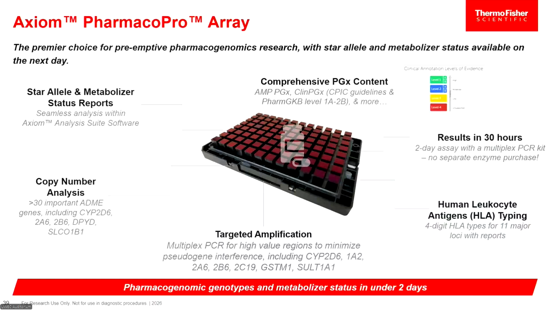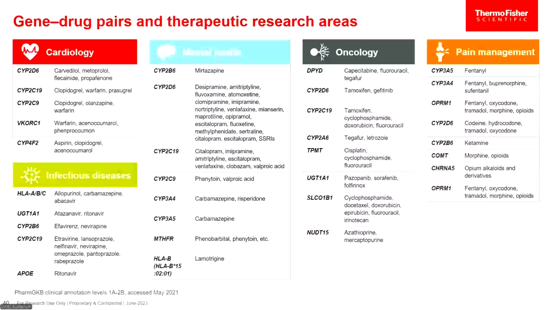We talked about CYP2D6. We've talked about some of the other genes important. As you'll see in a couple of slides, in addition to results in 30 hours, we actually kick out translation tables and some basic metabolizer status. These slides and recordings will, of course, be made available to all of you.